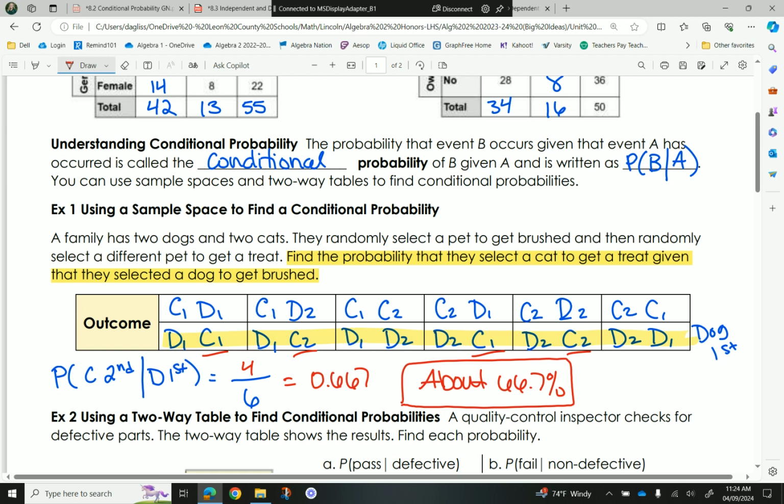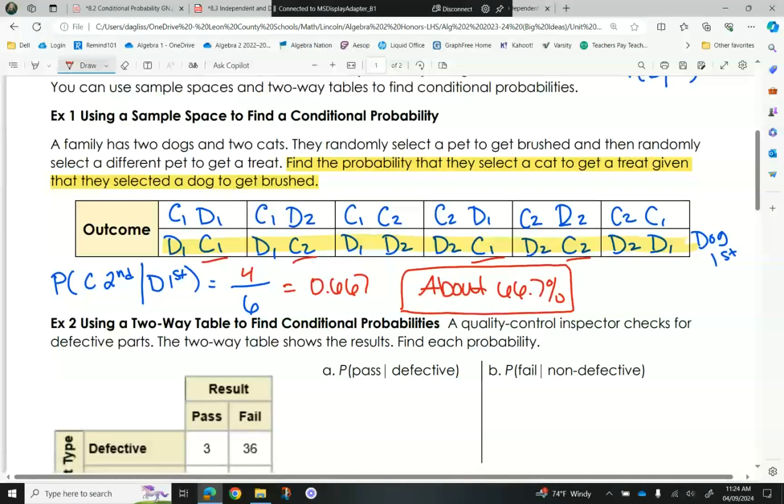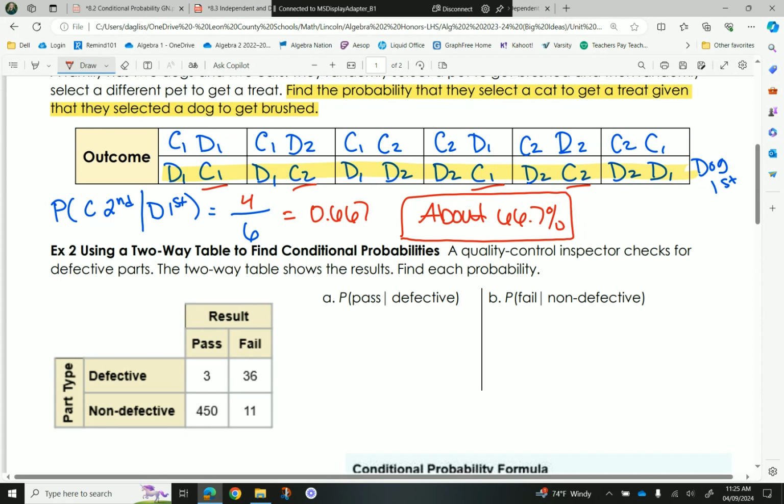All right, let's do this again with the frequency table. Okay, so that was more like what we did yesterday, right? So we did conditional with all of our outcomes. Here's a frequency table now.